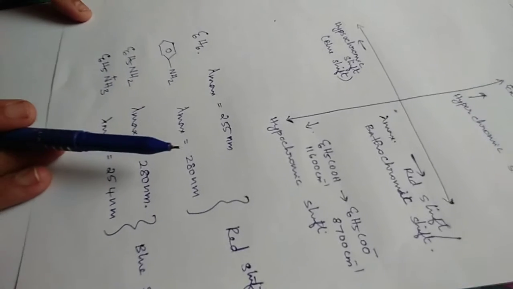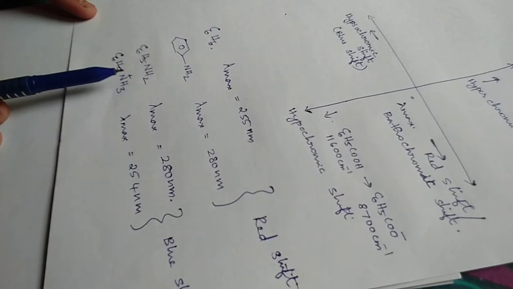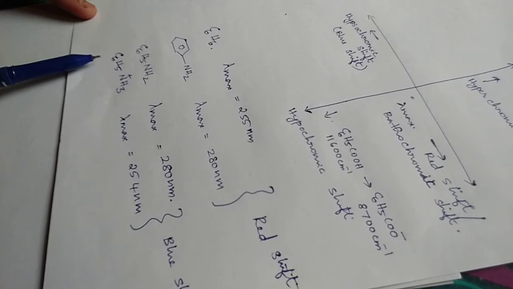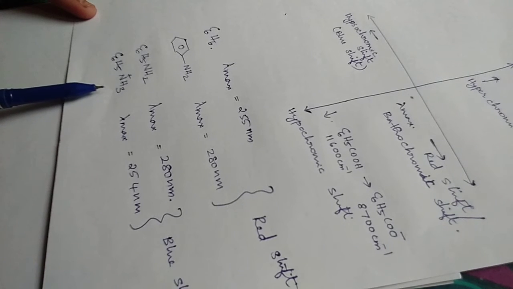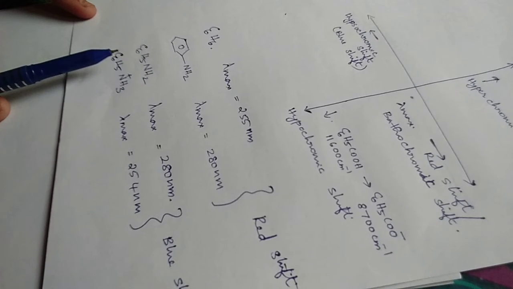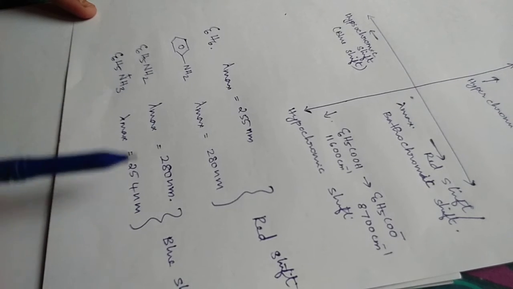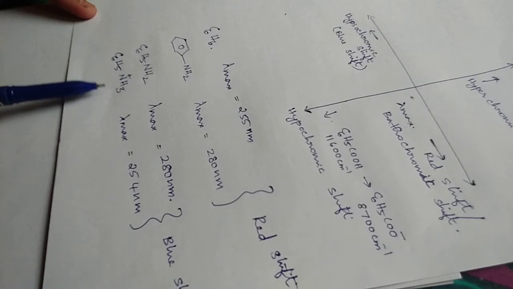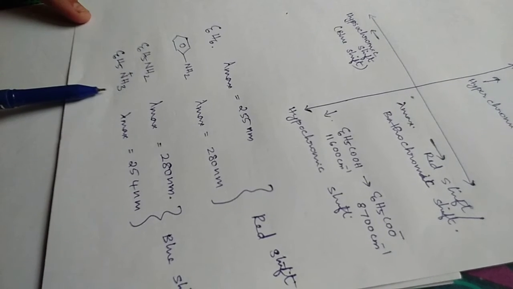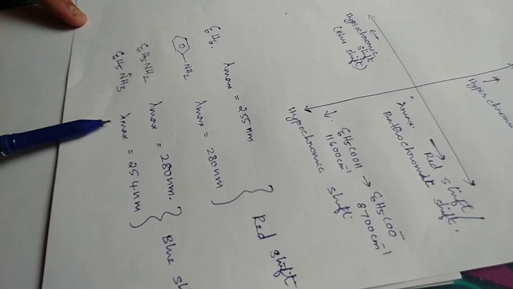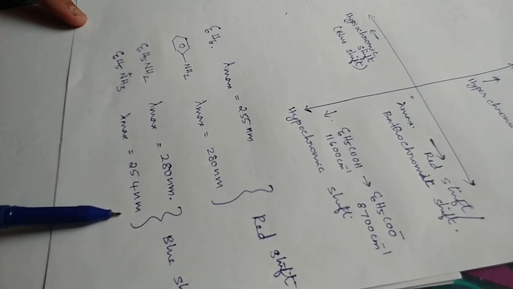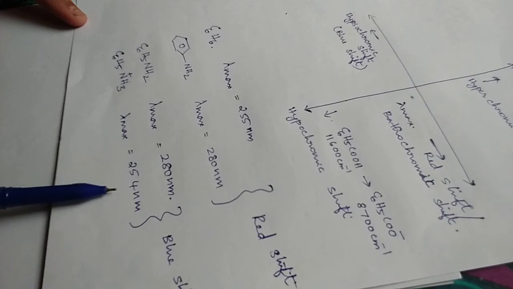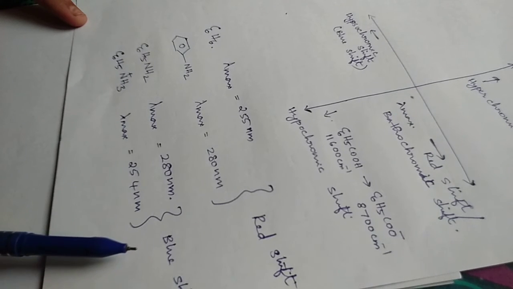The next example is the blue shift, that is aniline. If aniline is treated with H plus ions, that is in the acidic medium, aniline will be converted to C6H5NH3 plus. Aniline has a lambda max of 280 nanometers, and once it is converted to C6H5NH3 plus, that is the anilinium ion, the lambda max becomes 254 nanometers. That is, the lambda max is decreasing, and therefore it is known as the blue shift.